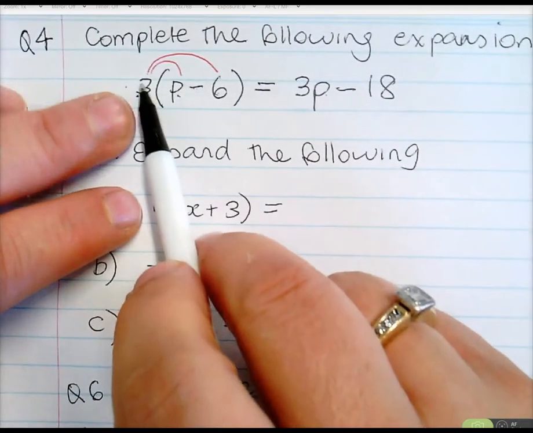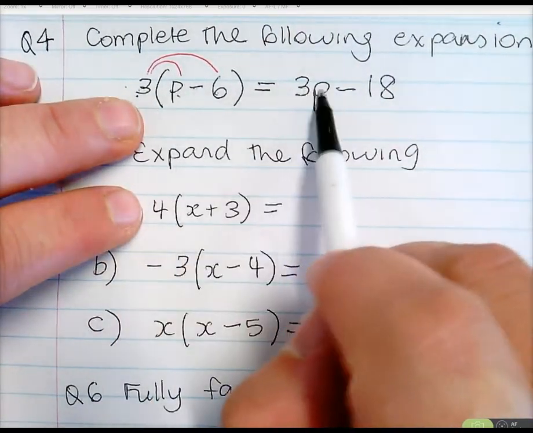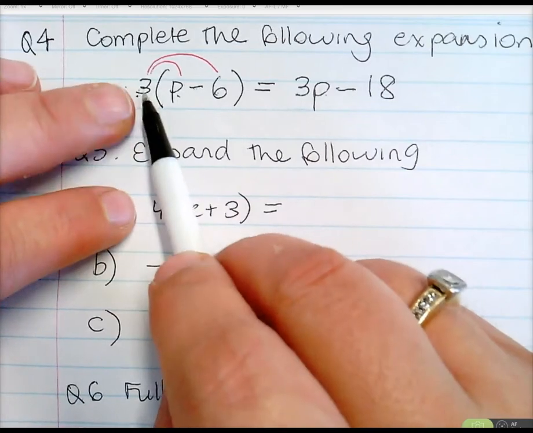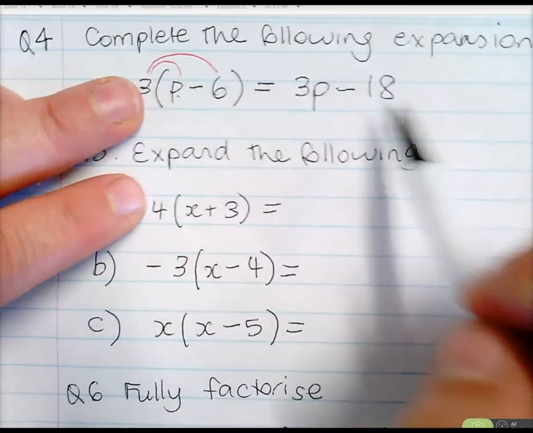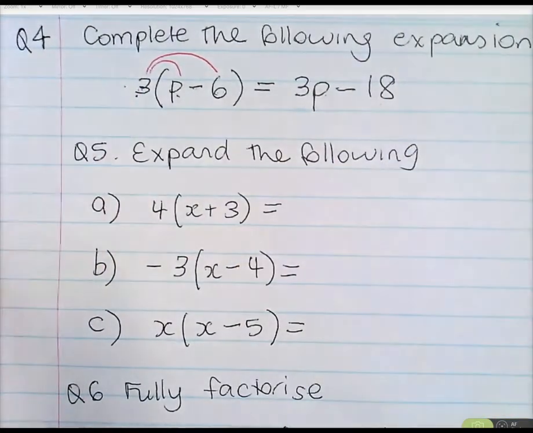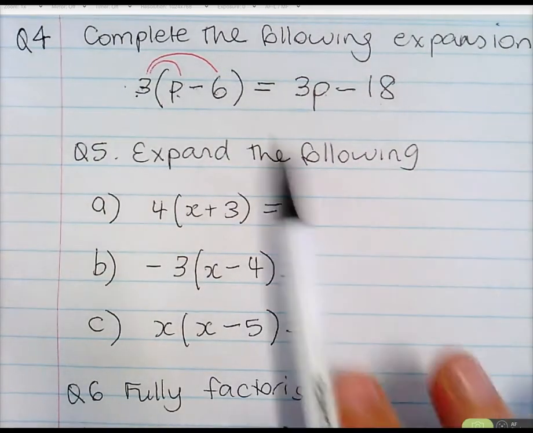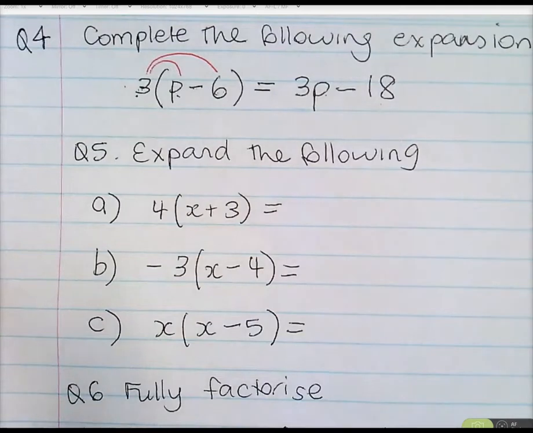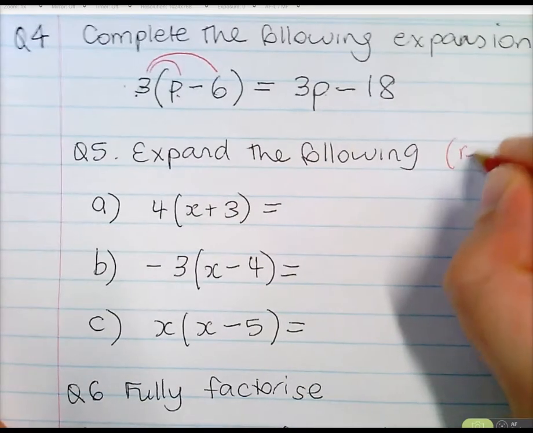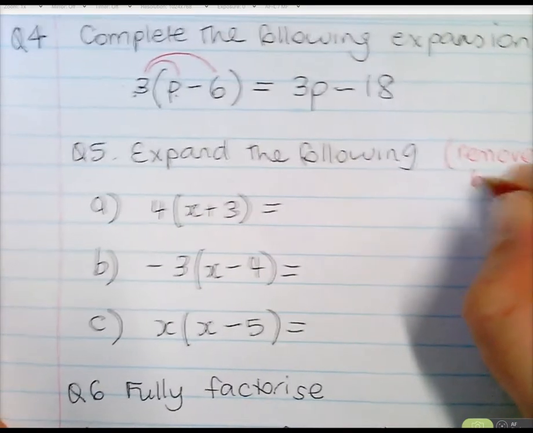Also, just looking at the signs, that's a normal 3 and a normal p. That's why we've got positive 3p. And this is like a 3 times a minus 6, which is why we've got the minus 18. Okay? So, girls, that's a bit of a guided one. Now you have to expand on your own. So expand, open up, remove the brackets. Expand means to remove the brackets.